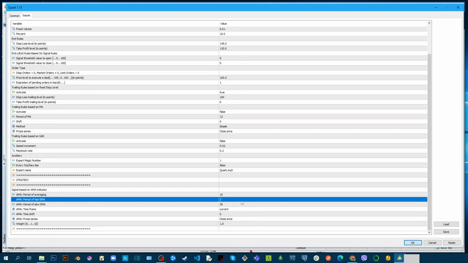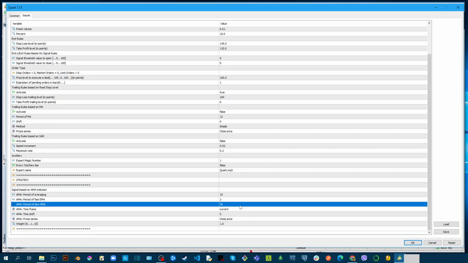So for example, if you want to optimize both inputs, simply choose, for example, from 1 to 50 for fast EMA, and for slow EMA use from 50 up to, I don't know, 200, and use some steps, for example 5, 10, and so on, whatever you want. Everything depends on what you want.